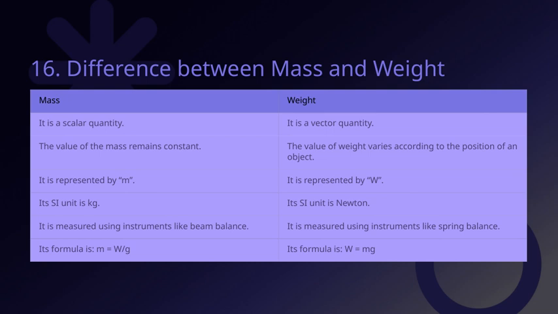On the other hand, weight is a vector quantity, meaning it has both magnitude and direction. It depends on the position of the object, specifically on the gravitational pull at that location. That's why weight can vary if you change the object's position, such as moving from the Earth's surface to a higher altitude. We denote weight with W and measure it in newtons, using tools like a spring balance. The relationship between weight and mass is given by the formula W equals m times g, where g is the acceleration due to gravity. Conversely, if you know the weight, you can find the mass by dividing W by g, using the formula m equals W divided by g.